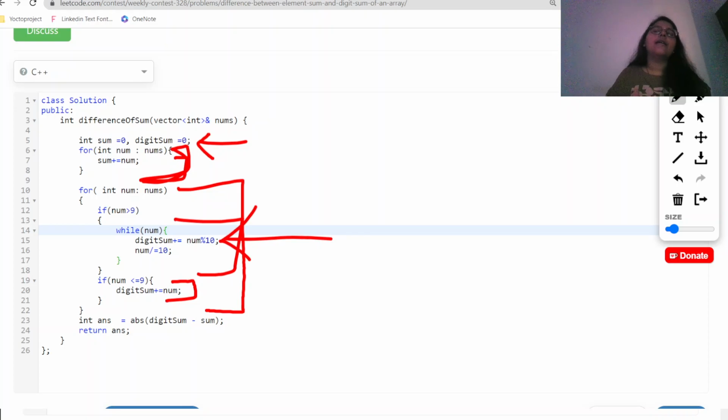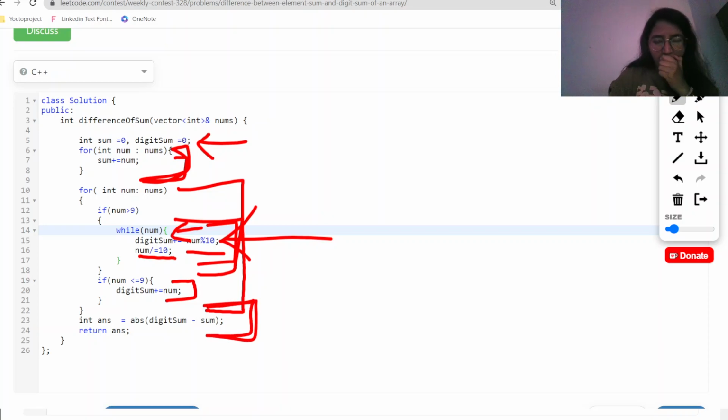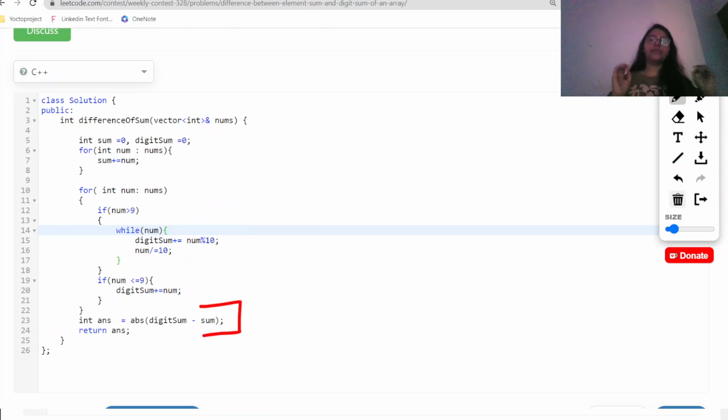Now comes the part when it is greater than 9. Because these numbers are decimal numbers, we will do modulo with 10 so that we can extract the digit, and then divide by 10 so that we shorten the number by one decimal digit. Until the number exists, we keep doing these operations. That is what we are required to do in this particular question. And then we will do the absolute difference of the digit sum and the element sum, and at the end we return our answer.